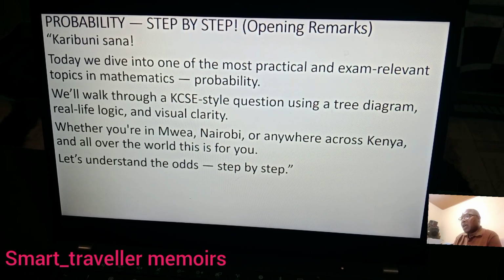Today we dive into one of the most practical and exam-relevant topics in mathematics, probability. We walk through a question using a tree diagram, real-life logic, and visual clarity. Whether you are in my home area, Mwea, or in Nairobi City, the capital of Kenya, or anywhere else across Kenya and all over the world, this is for you. Let's understand the odds step by step.